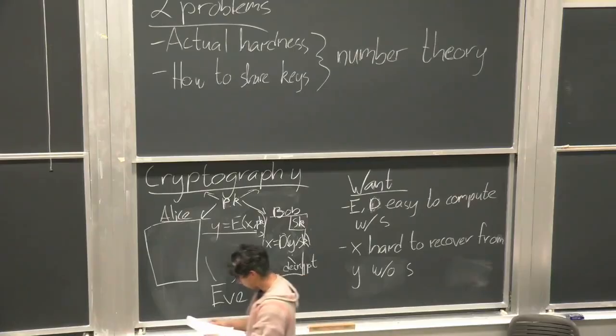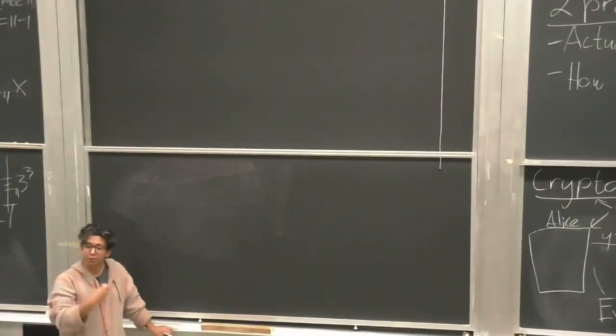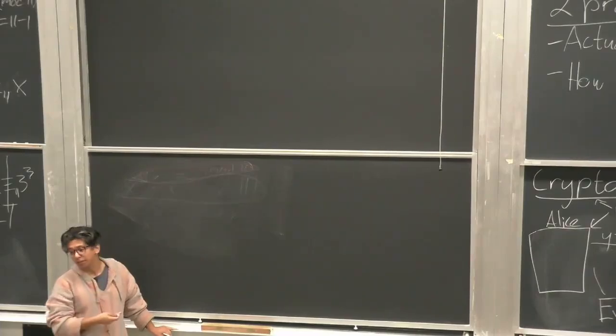So the first thing to talk about is what is actual hardness. We don't need that anymore. Okay. So actual hardness, this is where math comes in. Math has structure, and you can build things from structure. So this is why math is useful.